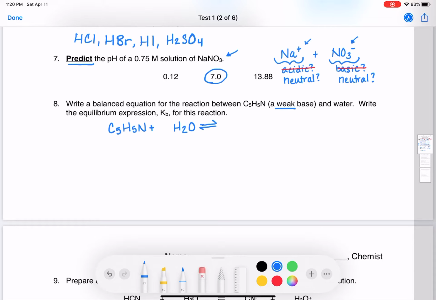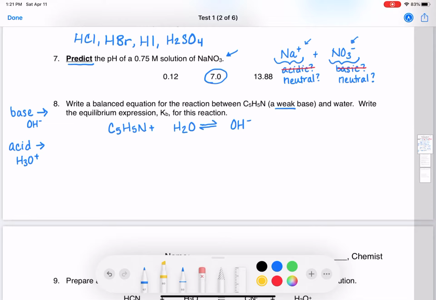So my first job is to predict the products of this reaction. And I talked about a couple different strategies that you can use for predicting products. One, I think the easiest one for me personally, is that if your reactant is a base, like in this example, one of the products of the reaction is going to be hydroxide, OH minus. If your reactant is an acid, which is not what we have in this case, one of your products is going to be H3O plus.